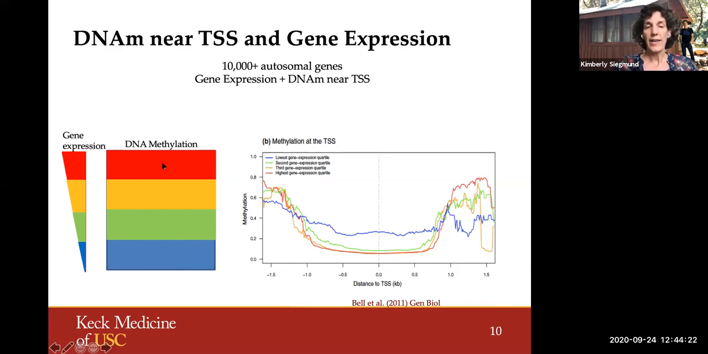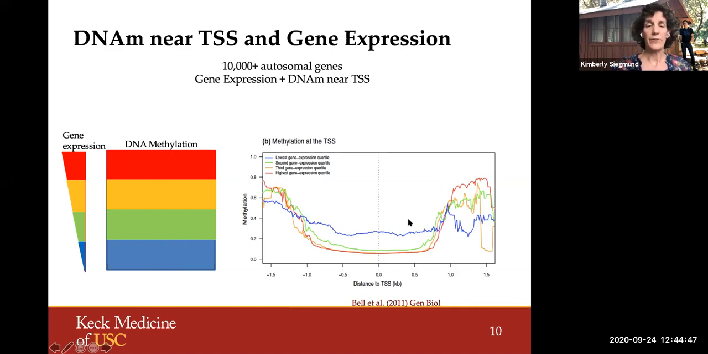So the genes with the highest expression being in red, those are the genes that have DNA methylation down near 0 at the transcription start site, and up in the gene body are having the highest methylation. So this is what I described at the very beginning of sort of being the normal state in normal tissue of low methylation at transcription start sites and high in gene bodies.